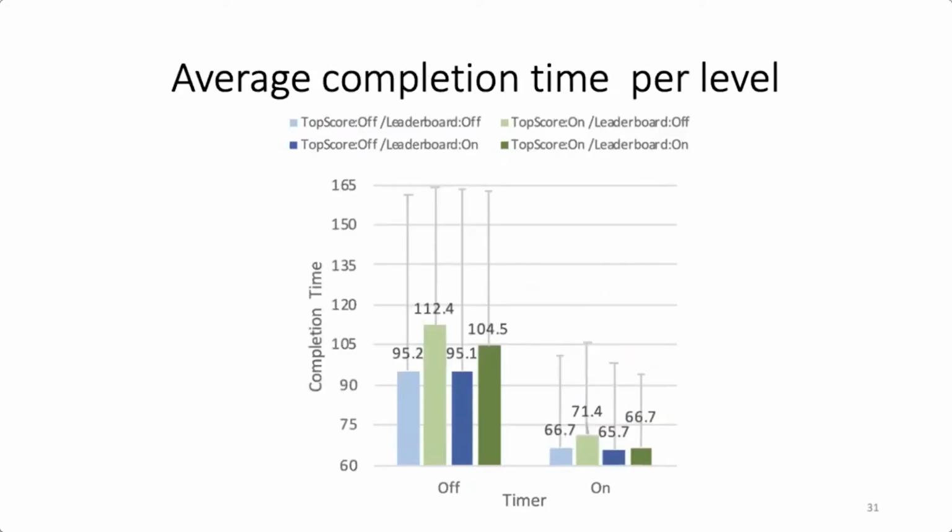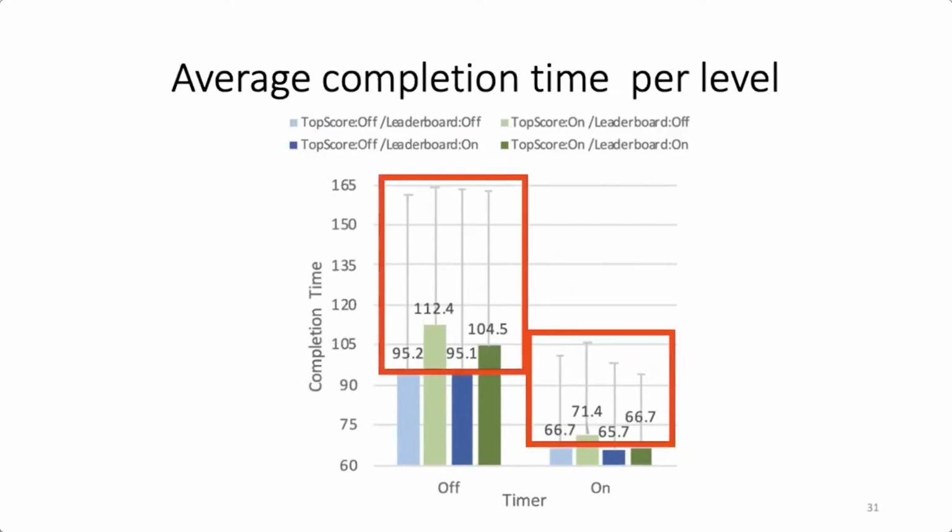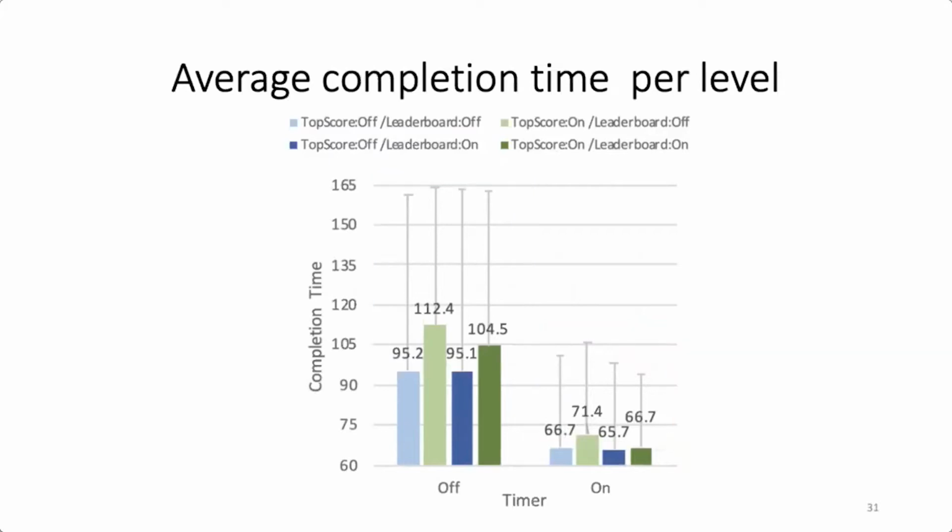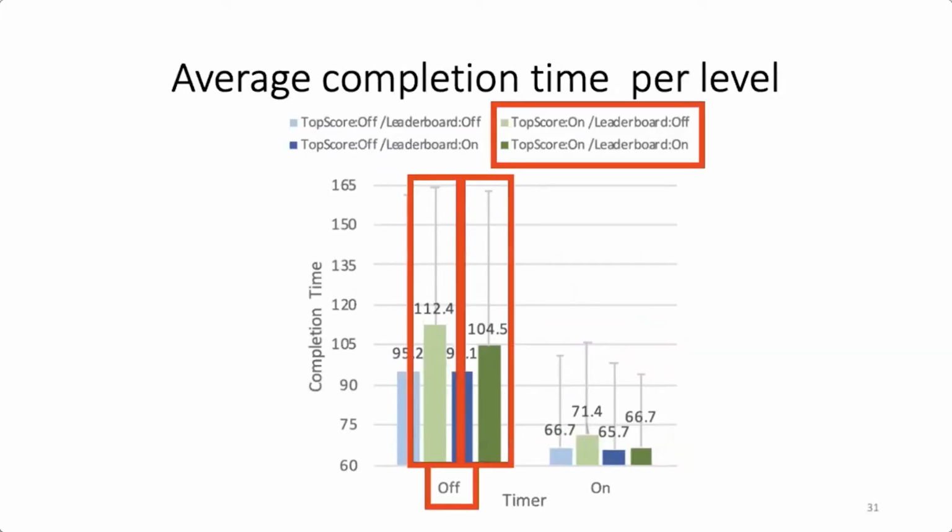We also look at the average completion time per level. We can clearly observe that the average completion times were considerably lower whenever the timer was present. The variability of completion time is also much higher when the timer is absent, as demonstrated by the standard deviations, which are approximately twice as large compared with the ones of the timer on group. Mean completion times are very similar between all 4 possible conditions when the timer is present. However, the completion times are significantly higher when the top score is on and the timer is off, which indicates that the players are taking more time in those conditions as they try to reach or beat the top score.